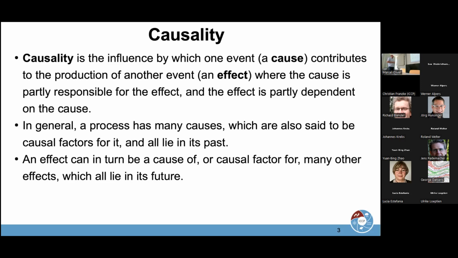So in general, this process or event has many causes, which are also said to be causal factors for it. And they lie in the past, because then they can cause something which happens in the future or in the present. And this effect can then also be a cause which causes some other effects in the future. So that there might be some lagged relationship. And that's also something we try to identify here.